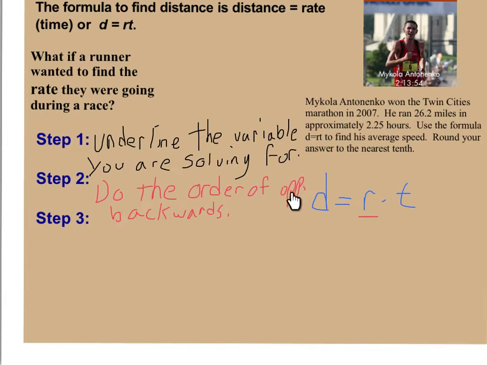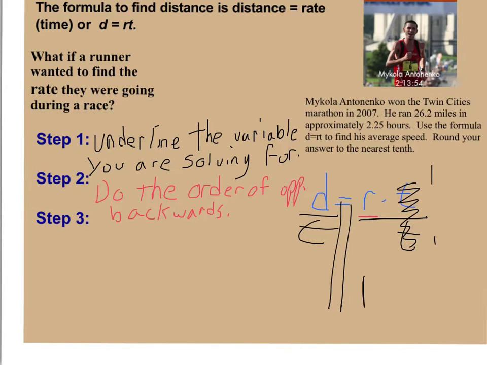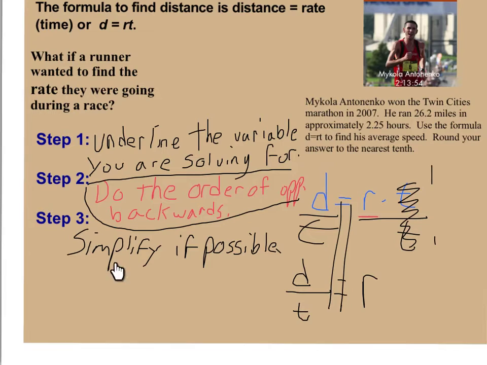Next, we're going to do the order of operations backwards. So I want R by itself, but there's a T multiplying it. So what I need to do is divide both sides by T to move this T away. These T's cancel to ones. My R is left. Then I bring down D over T. Lastly, simplify if possible. And we cannot simplify here because D over T is as low as it goes.